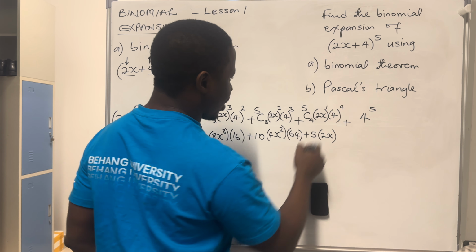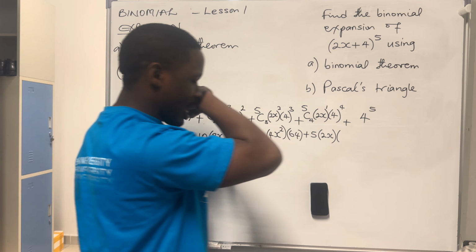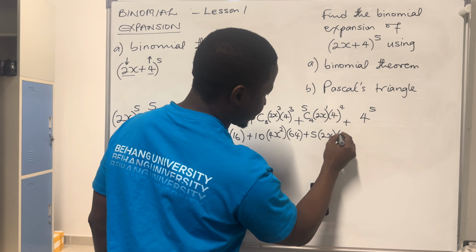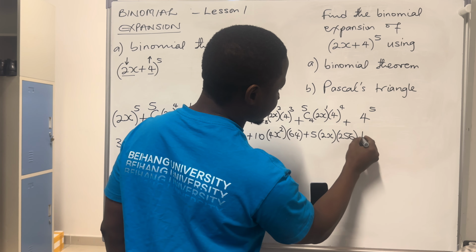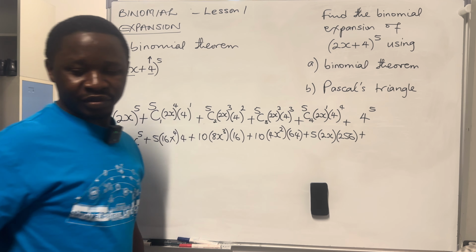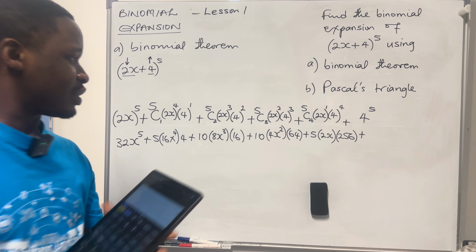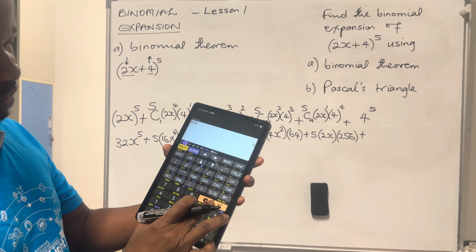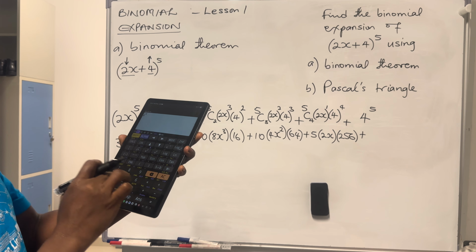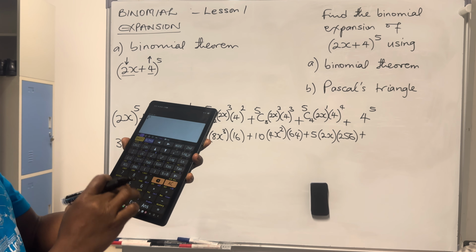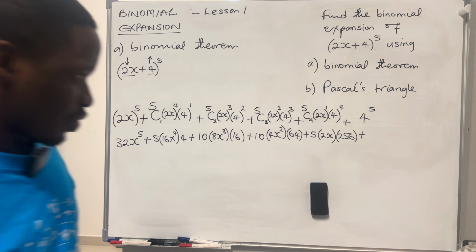Is 4 times 4, 16. 16 times 4 is 256. So 4 to the power 5 is 256 times 4. Not power 4, power 5 is 1024.